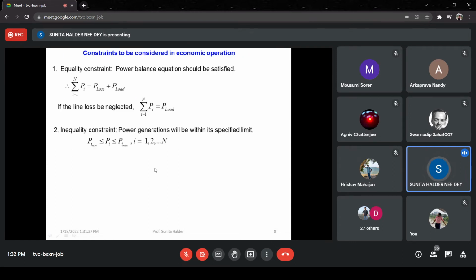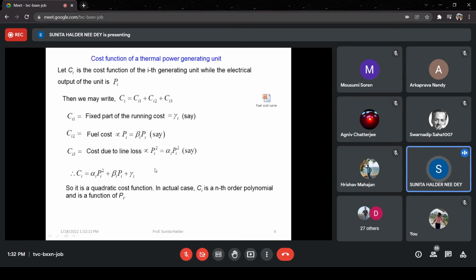Here I should mention one thing: the cost function was Ci equal to alpha Pi square plus beta Pi plus gamma i. This is actually the cost function of the generator. But colloquially we say this one as fuel cost function also. Why? Because this middle component is more dominating. Fuel cost is actually the main running cost of any generator in case of a thermal power plant. That's why this function or cost curve is also called the fuel cost curve.